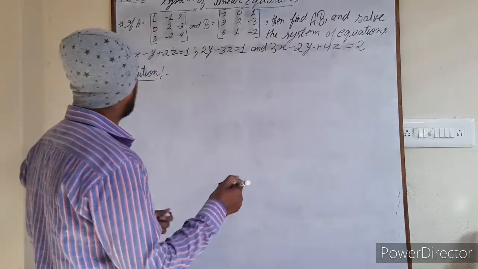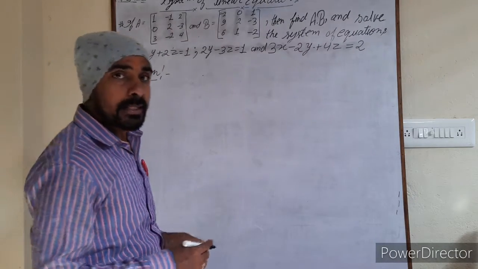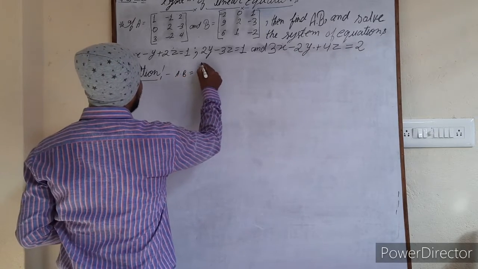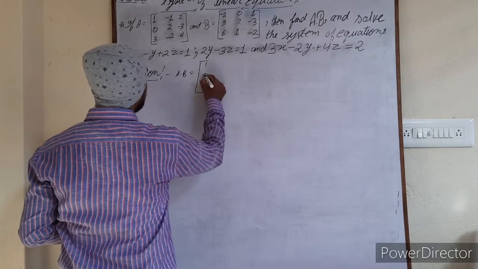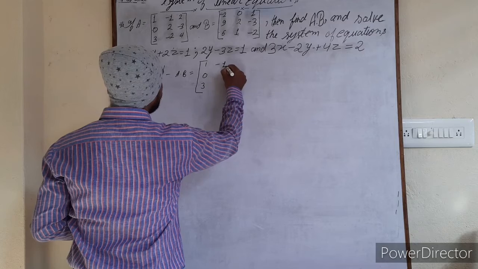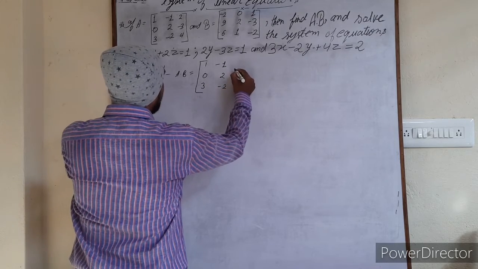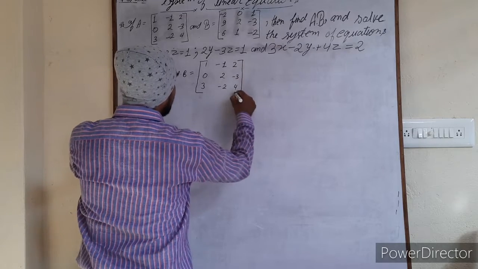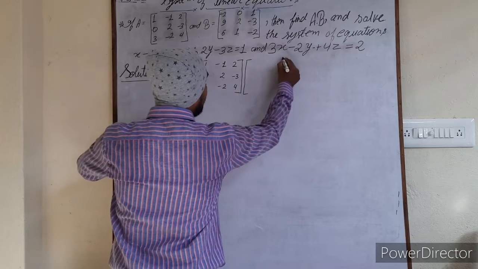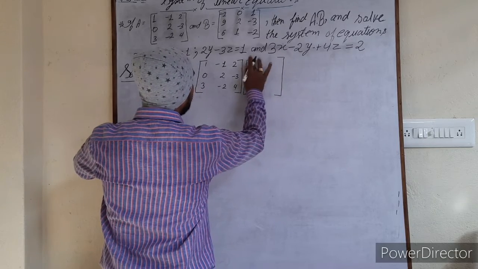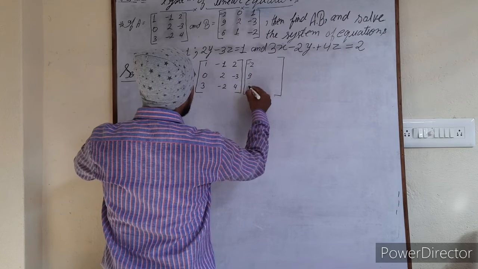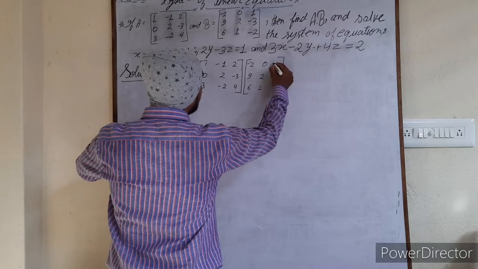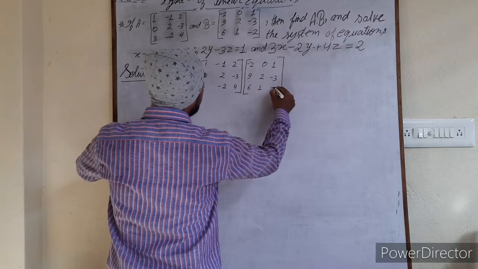What I am going to do, I am going to find out the value of A as well as B. So here we are going to find out AB, and this AB will be written as A equals the matrix 1, 0, 3; minus 1, 2, minus 2; and 2, minus 3, 4. This is A. Then B is going to be multiplied on this, and B is the matrix minus 2, 9, 6; 0, 2, 1; 1, minus 3, minus 2.